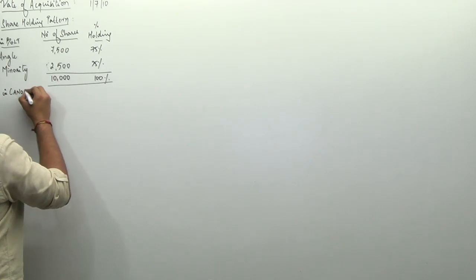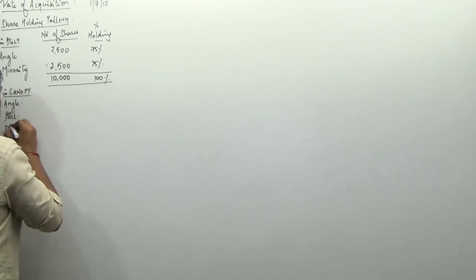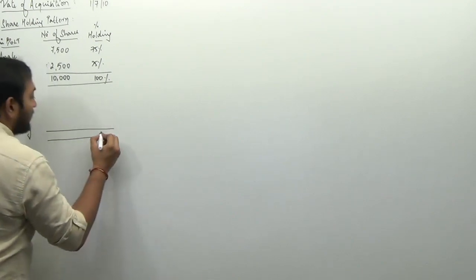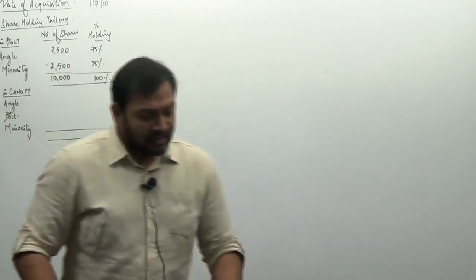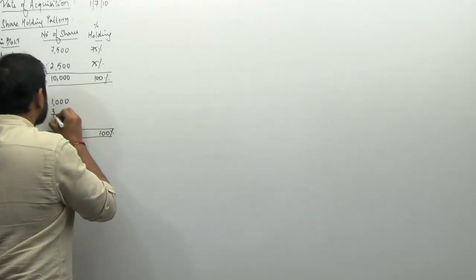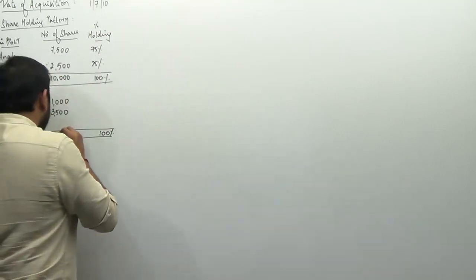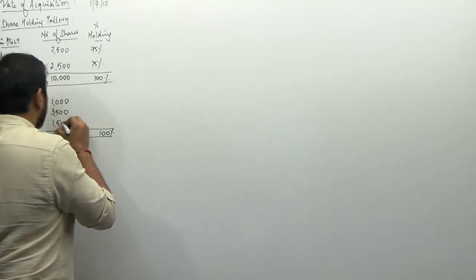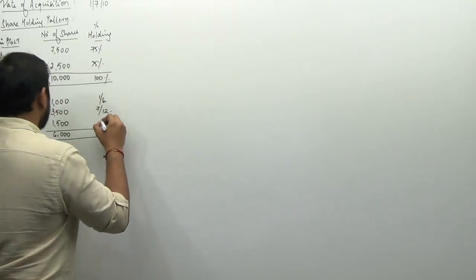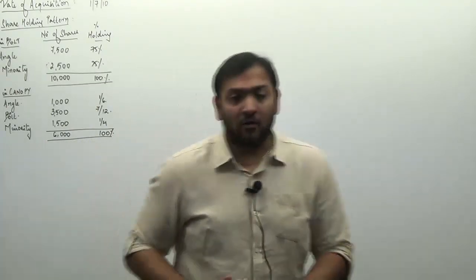Similarly, in the indirect subsidiary, in Canopy, Angle Limited holds some shares, Bolt Limited also holds some shares, and the balance should be held by minority. Check the number of shares. Angle holds 1000, Bolt holds 3500. Total share capital is 6 lakhs, divided into shares of 100 rupees each. So the number of shares is 6000. So minority holds 1500. First case it is 1 by 6, second case it is 7 by 12, and the third case is 1 by 4. 1 by 4, or directly I can write it as 25%. Write it as 25 or 1 by 4, I don't mind.